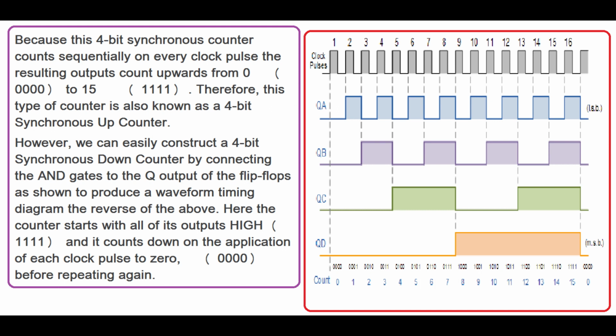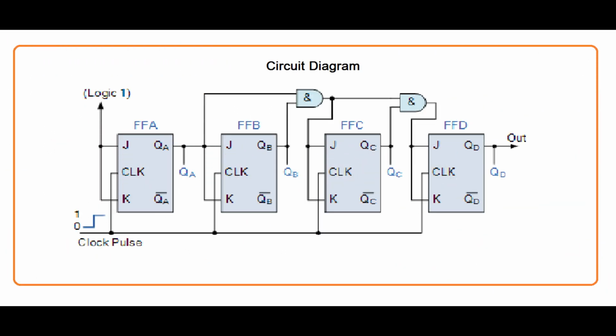However, we can easily construct a 4-bit synchronous down counter by connecting the AND gates to the Q output of the flip-flops as shown, to produce a waveform timing diagram the reverse of the above. Here the counter starts with all of its outputs high, 1111, and it counts down on the application of each clock pulse to 0, 0, 0, 0, 0, before repeating again. Circuit diagram.